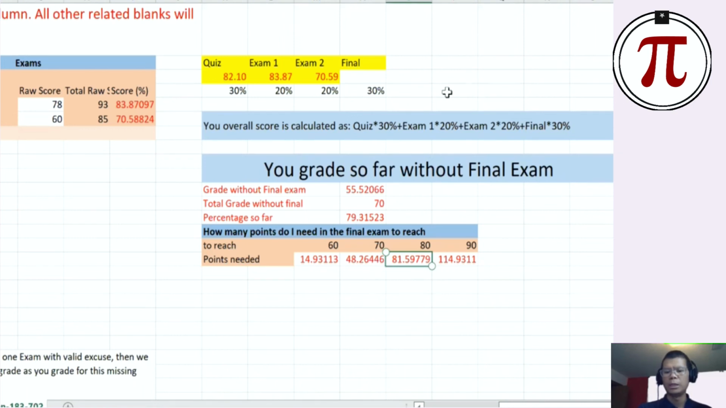In order to get a B, right? Now, finally, if you want to reach an A, you need 115 points from the final exam, which is impossible, right? So that means it's impossible for these hypothesized students to get an A based on the current performance. Does that make sense?